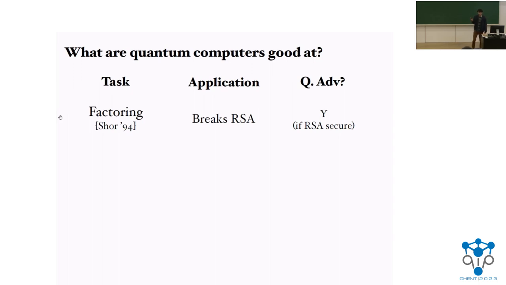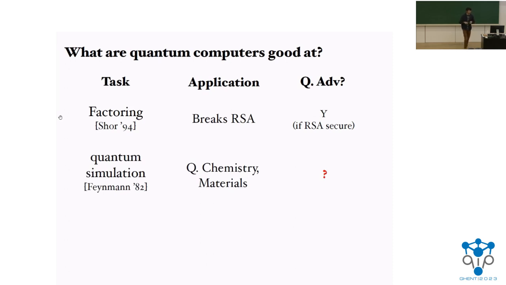So we know factoring is very good. This breaks RSA. And if RSA has been classically secure, then it is a very good example of what quantum computers are good at. However, if you think about applications, maybe this is not the only application you care about. Maybe you want more of an average case, a widespread application, so that you can profit from it, perhaps.